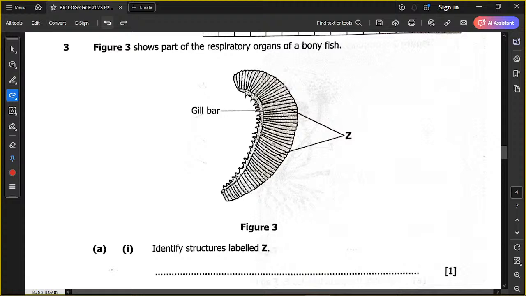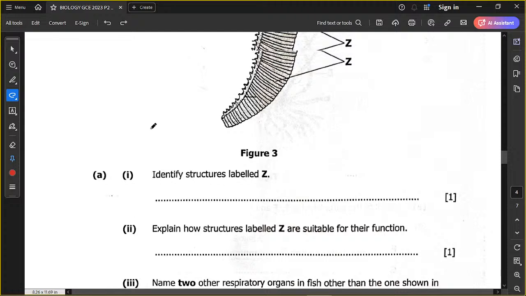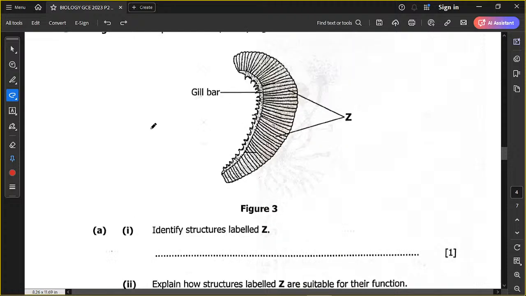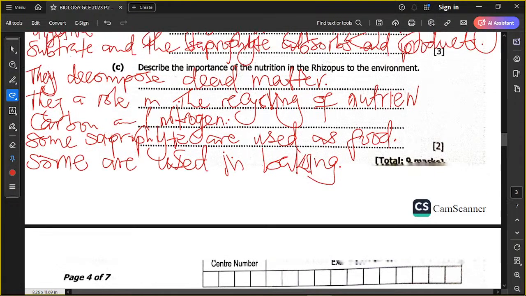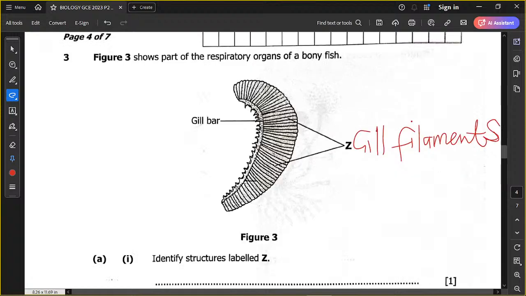Let's answer the questions. So we have question 1. Identify structure Z. What is this structure called? The structure Z is called gill filament. Okay, gill filament or filaments? Filaments. Okay, filaments, gill filaments. All right, thank you so much. You are really helpful. You are helping us to understand and know things.